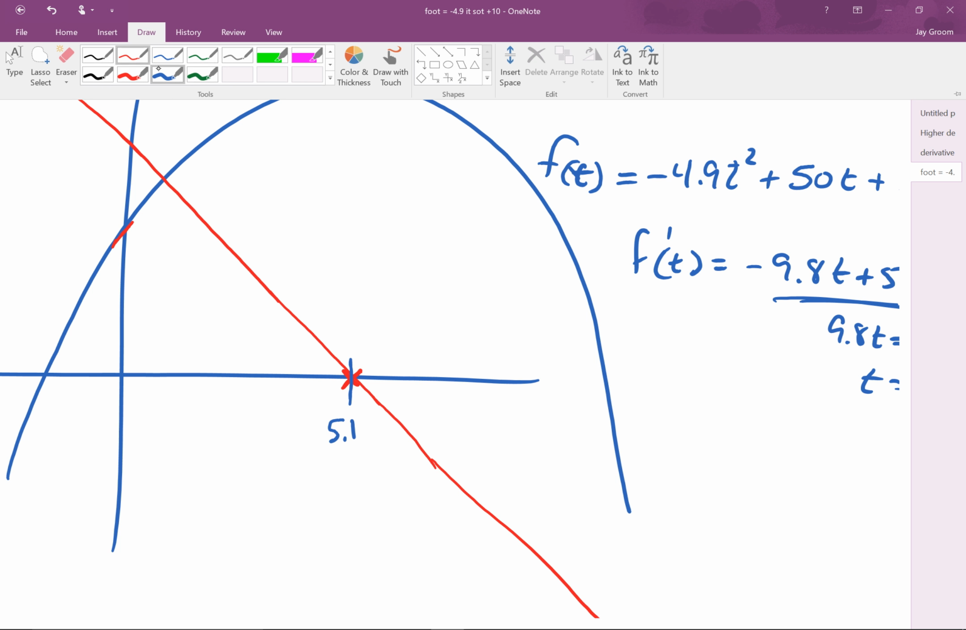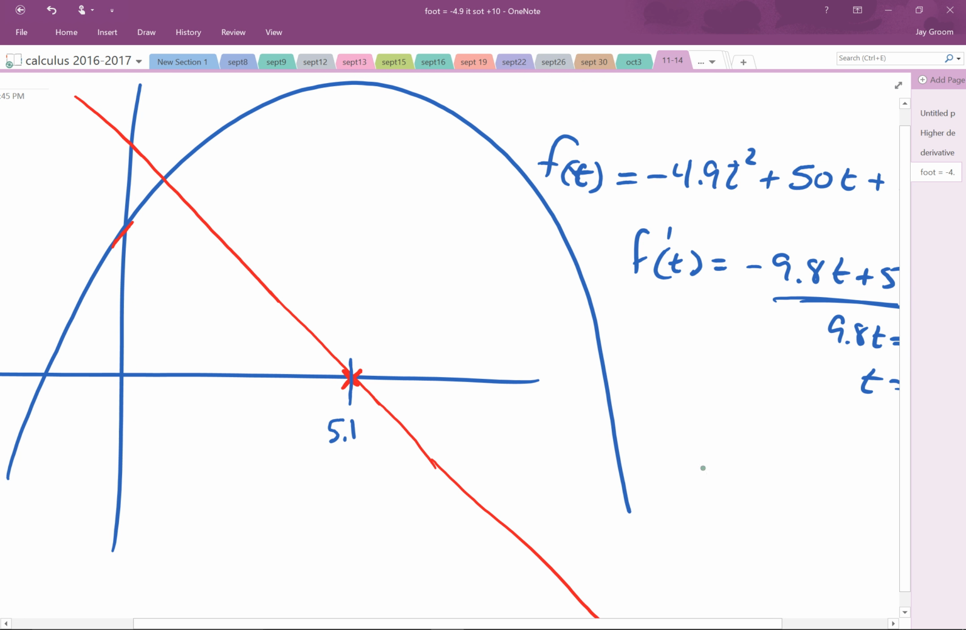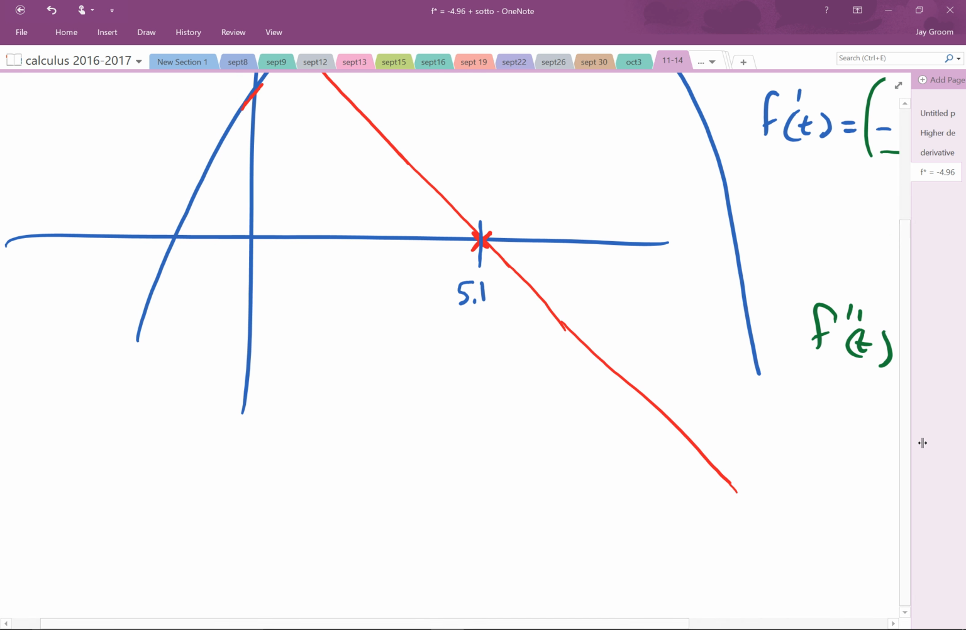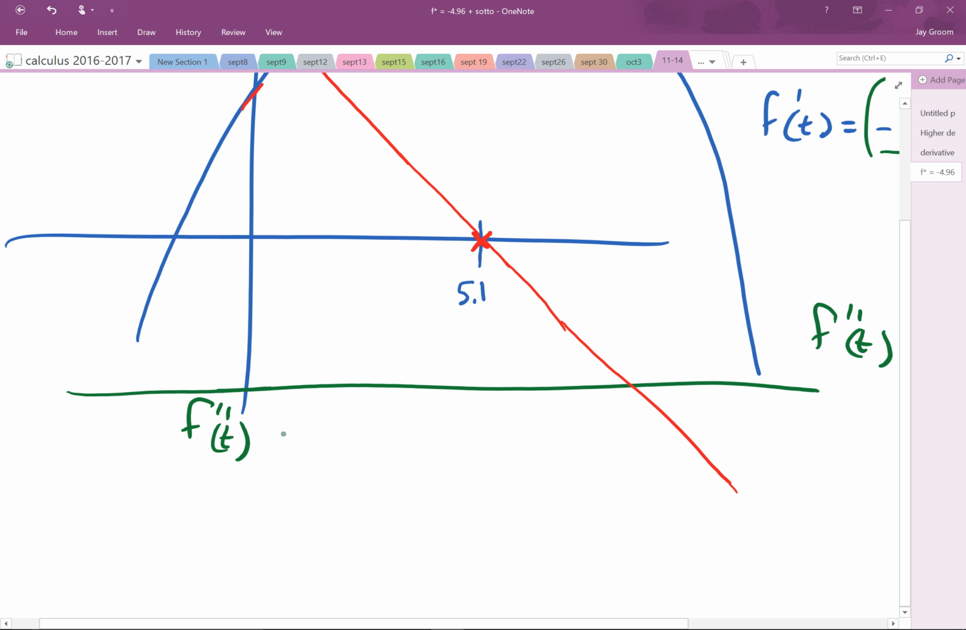Now Brooke, dear Brooke. What if I wanted to find f double prime? But Mr. Groom, the red line is a straight line. That's a linear function. The derivative of a linear function is just its what? What's the slope of this fella right here, by the way? I know! It's negative 9.8. F double prime. But it's constant.